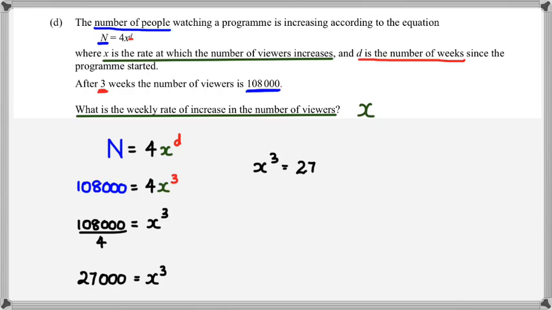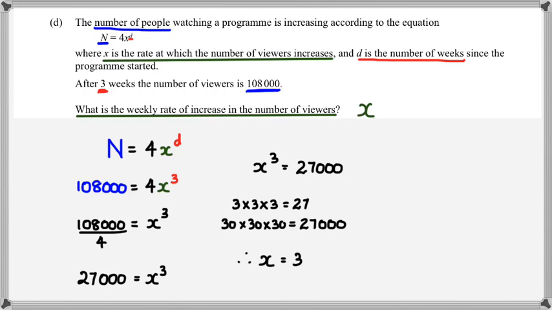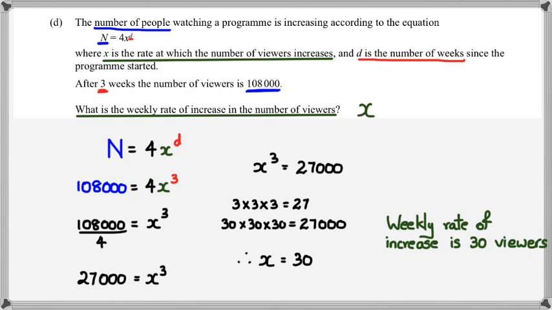So in other words, we're trying to find x cubed equals 27,000. We know that 3 times 3 times 3 is 27. All right, and notice how there are 3 extra zeros. So try 30 times 30 times 30. That's 27,000, which means x is equal to 30, because 30 times 30 times 30 is 27,000. So from here, we can actually answer the question. The weekly rate of increase is 30 viewers. Okay. All right, let's go to the next question.